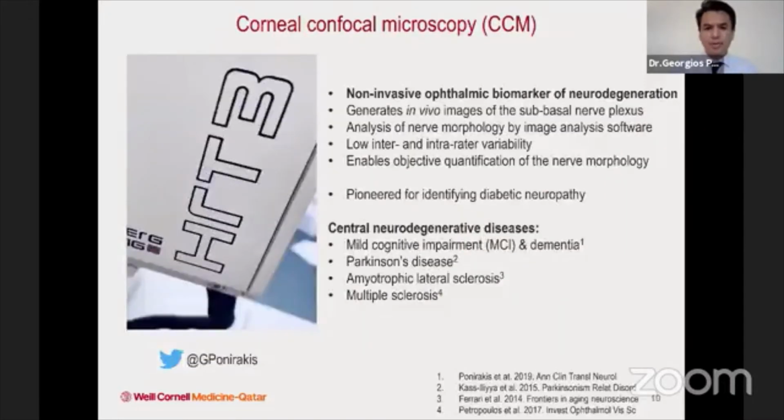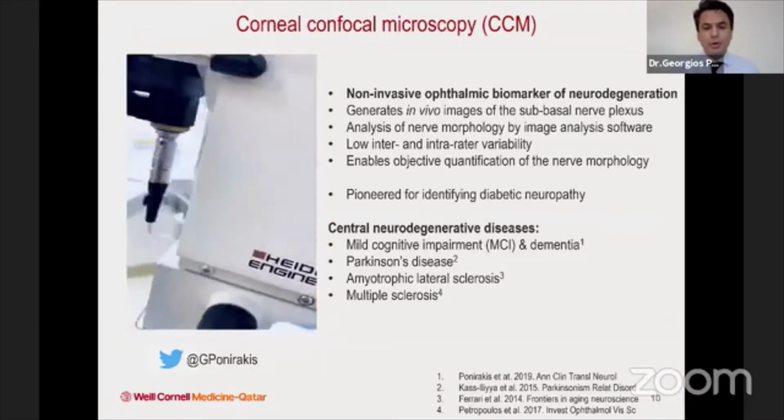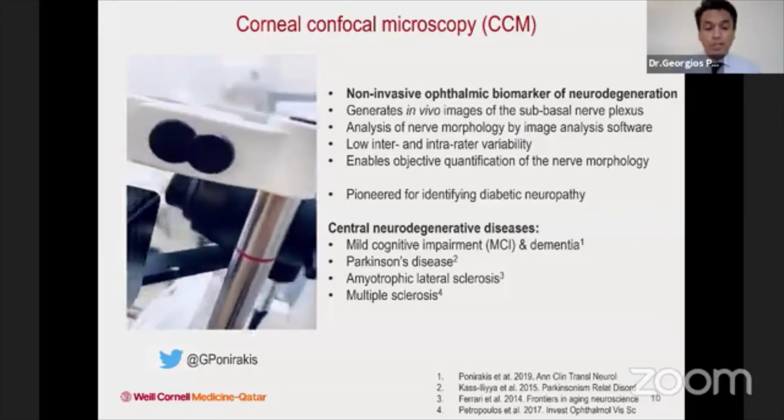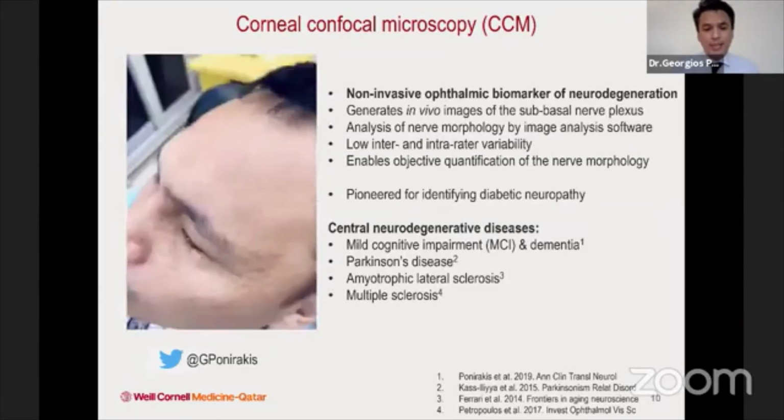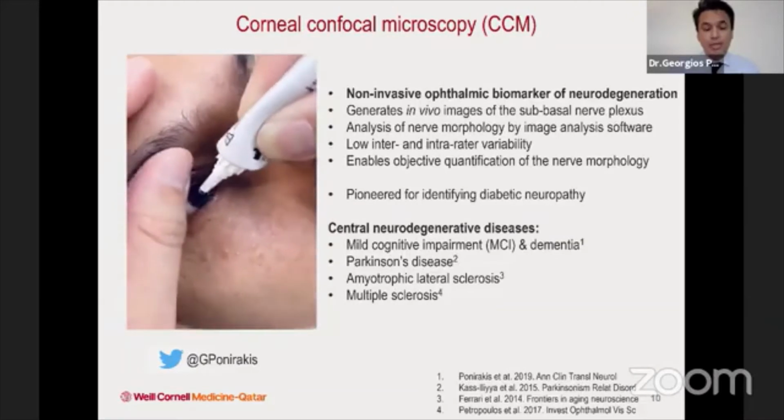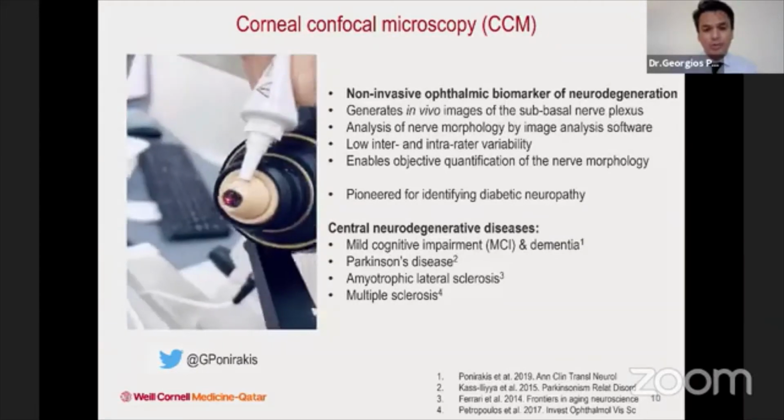Now, let me give you a quick introduction. What is the biomarker we're testing in this 8-year project? This is the corneal confocal microscopy, or CCM in short. It's an ophthalmic, an eye test. It's a non-invasive test where we can look at the actual structure of the nerves.